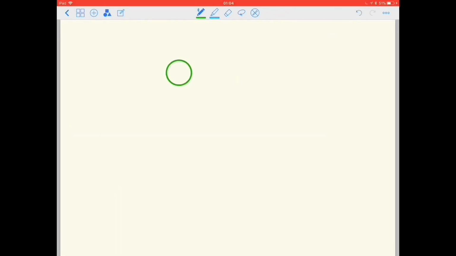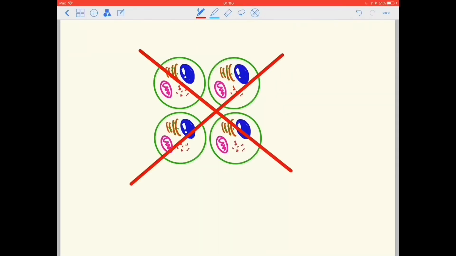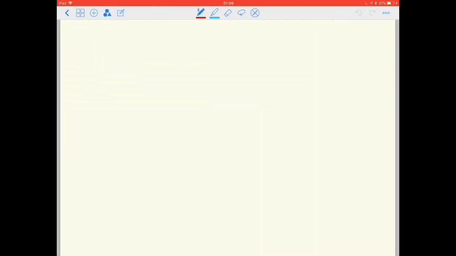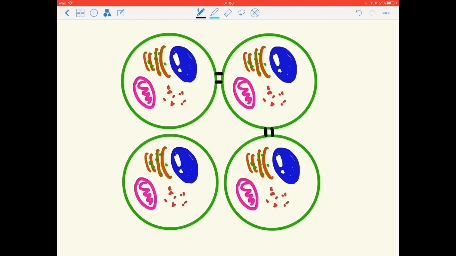In a nutshell, cells cannot be isolated when they join together, so they need something to maintain the structures and for other purposes. This is called a junction.